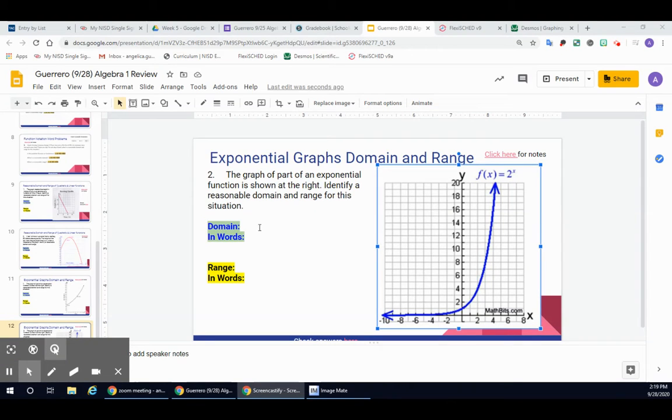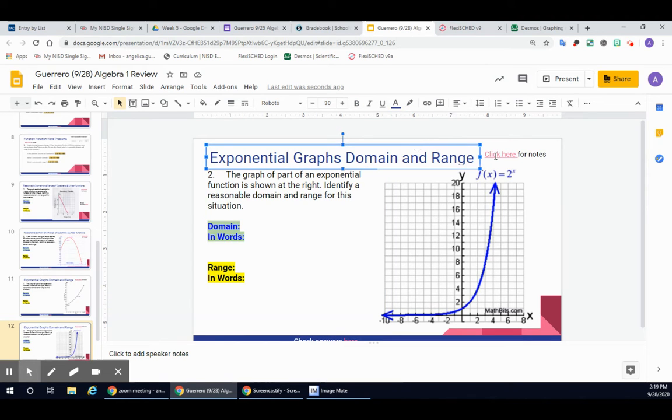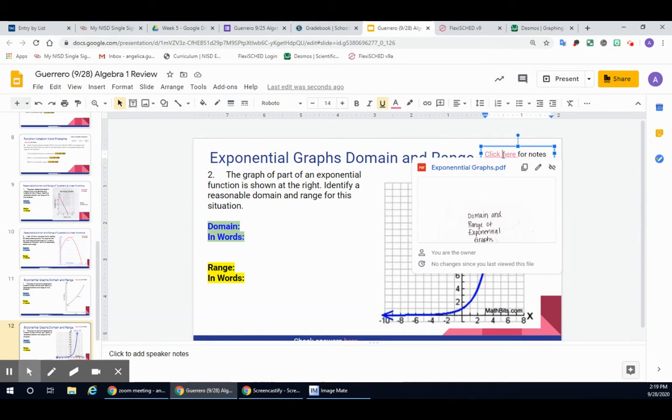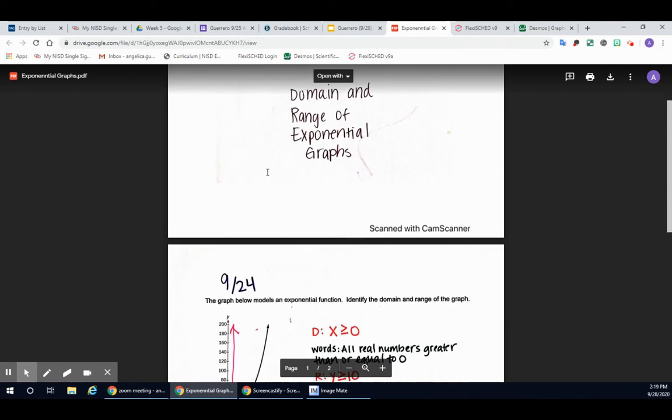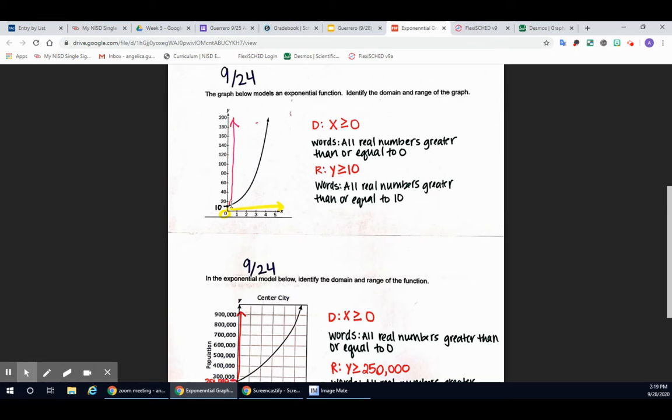Okay, so we went over exponential graphs in class today, and what I want to show you is you do have that option right here to click for your notes in exponential functions, but you're going to notice in these notes that we applied them to real world problems. So there's no example where you see the graph going on to the left, just like your example in your review today.